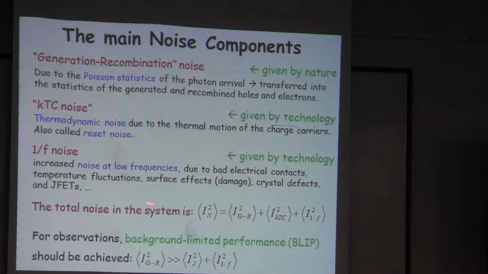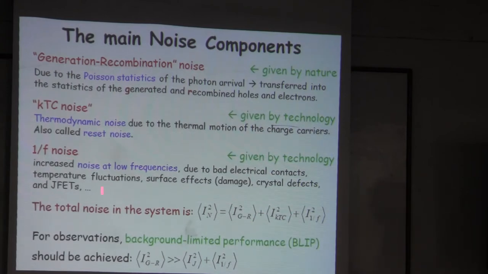The total noise in the system is simply the square sum of these individual components. But for observations, we want to make sure that this is really the dominating term. In other words, the sum of the noise components given by the detector technology and by operation is small compared to the noise component given by nature, which we can't do anything about. Now, what does this mean in practice?